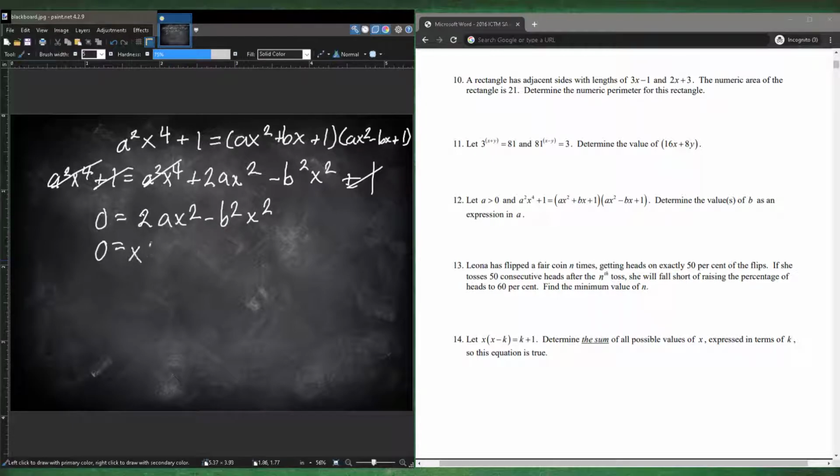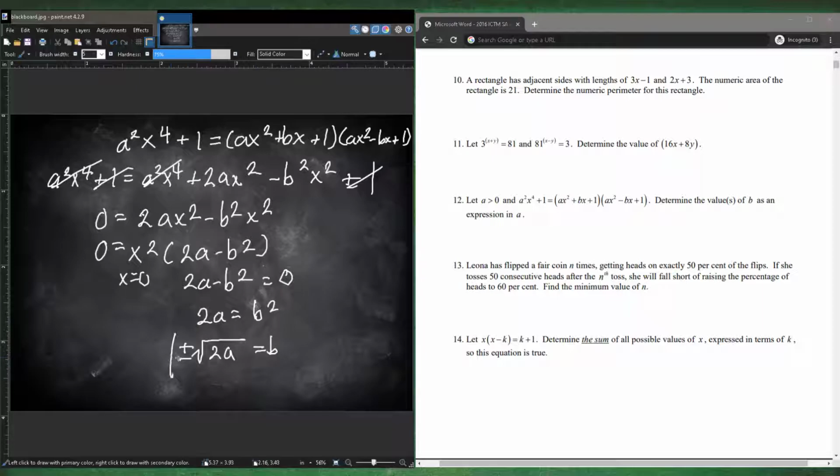Distributing out your x squared, that's x squared times 2a minus b squared, right? So then for this equation to be equal to 0, either x is equal to 0 or 2a minus b squared is equal to 0, and 2a equals b squared. That means taking the square root, b equals square root of 2a. But remember, since this is a quadratic originally and not a radical, you've got to put a plus or minus in front. And that's your answer for number 12. Square root 2a and negative square root 2a. But you could just put plus or minus like this.